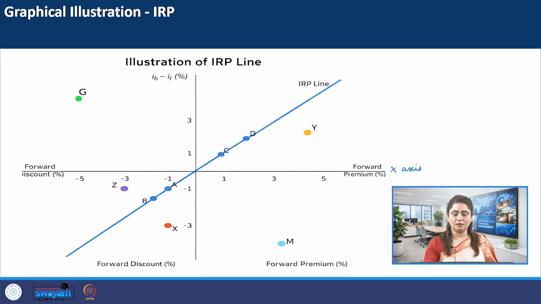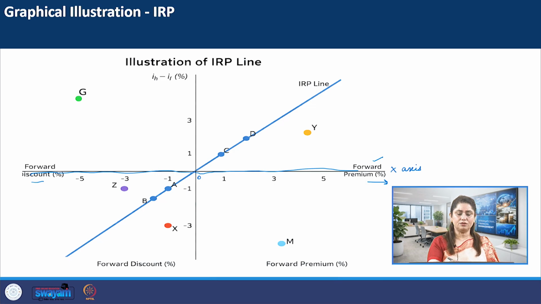On the x-axis, we have the forward rate. From 0 to infinity, we can say we have a forward premium. And in the minus quadrant, that is on the negative side, we have a forward discount. So here we have a forward premium and here we have a forward discount.